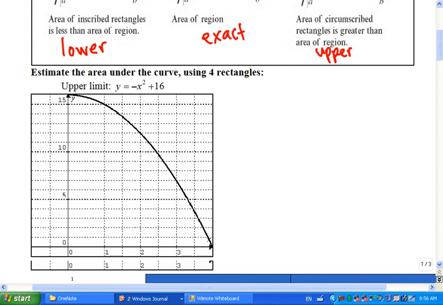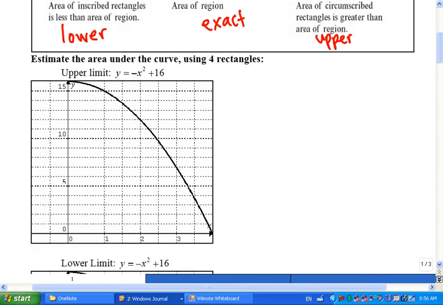For example, if we wanted to do the upper area and get an estimate for the area for this curve, if we use 4 rectangles, and we go from 0 to 4, then how wide do you think each rectangle is going to be? 1 space wide. 1, right? Because there's 4 units, so each one of these here would be a rectangle.